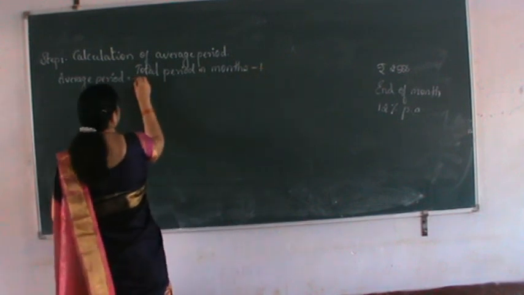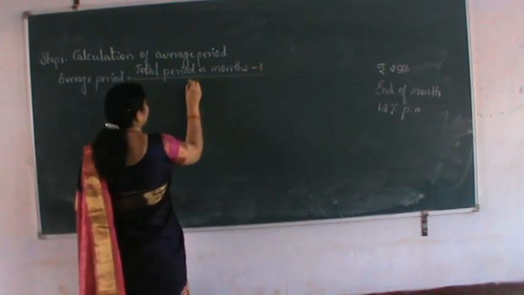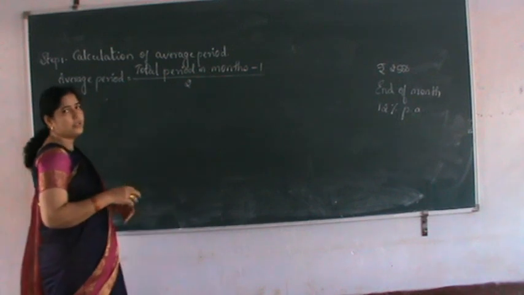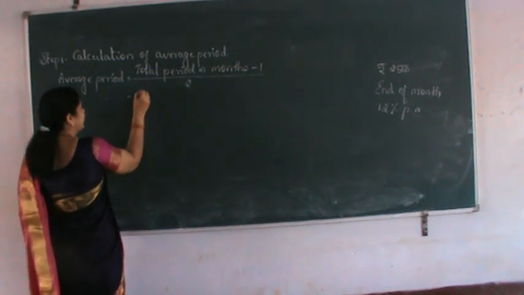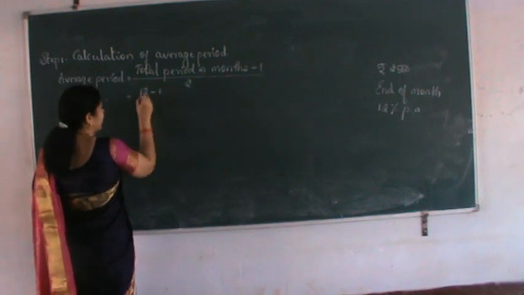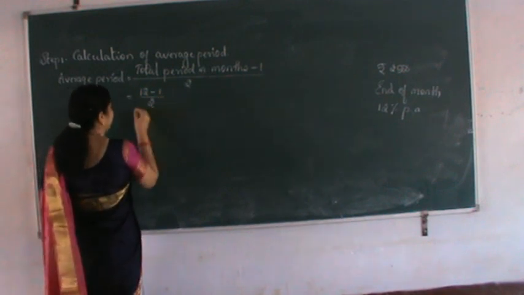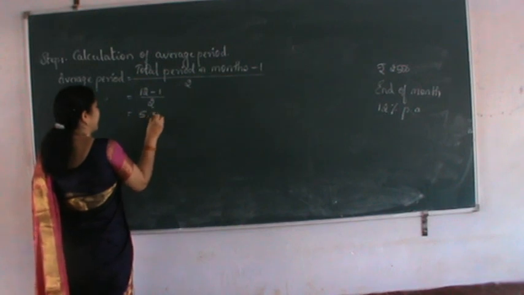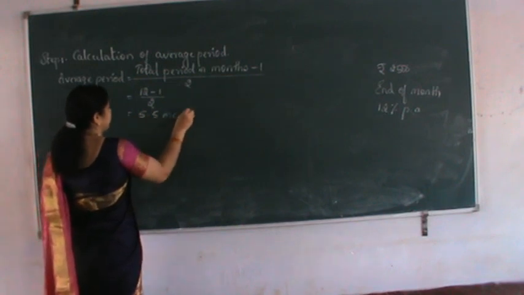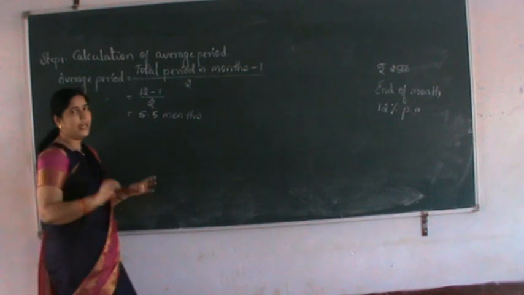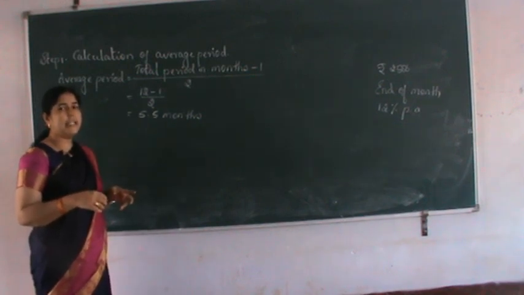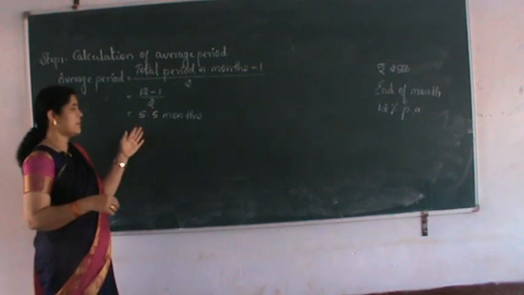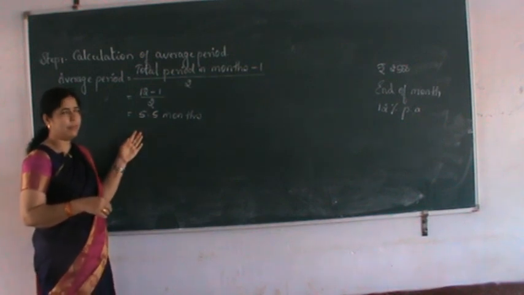minus 1 divided by 2. As you know, there will be 12 months in 1 year. So total period in months is 12 minus 1 divided by 2, which will be 5.5 months. So the average period in this case, that is when the partner takes the drawings at the end of every month, will be 5.5 months.